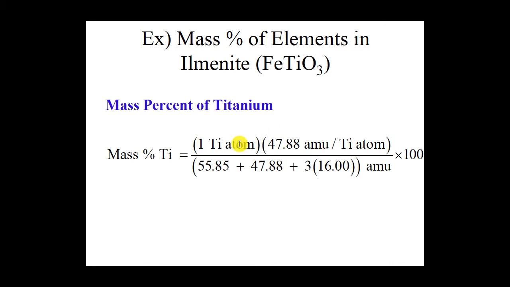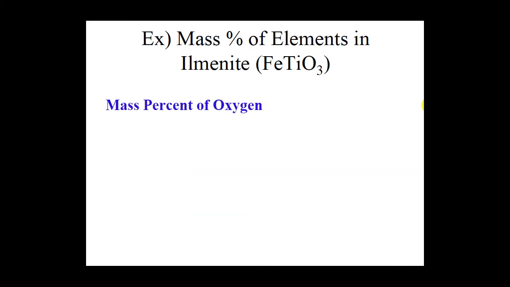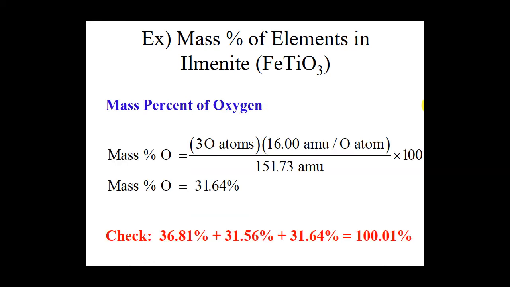Do the exact same thing for titanium. Again, just 1 titanium atom. You can see here again the subscript of 1 is omitted, but we know there's just 1 in there. Multiply that by its atomic weight divided by the total mass, 31.56% there. Oxygen, we have 3 oxygen atoms multiplied by 16 divided by that same total, and we have 31.64%.